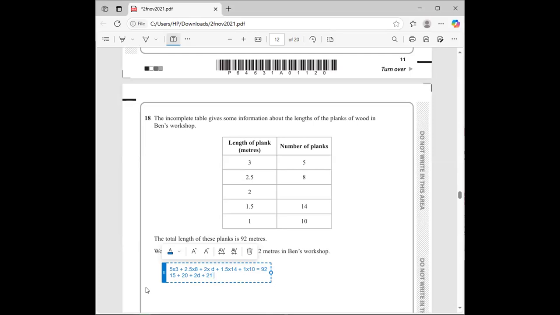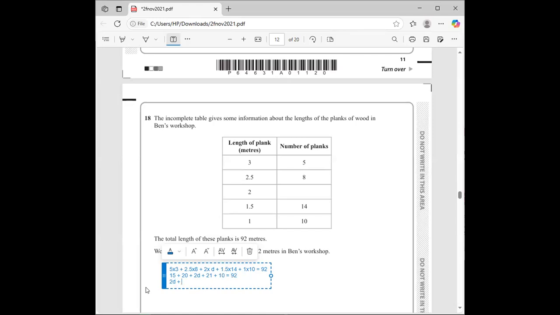Then next, 1 times 10. We all know that's 10. Easy. Of course, we have 92 on this side. So when we collect like terms, 2D will stand on its own, isn't it? And then let's add up those other guys before we move them to the other side. 15 plus 20 is 35, right?